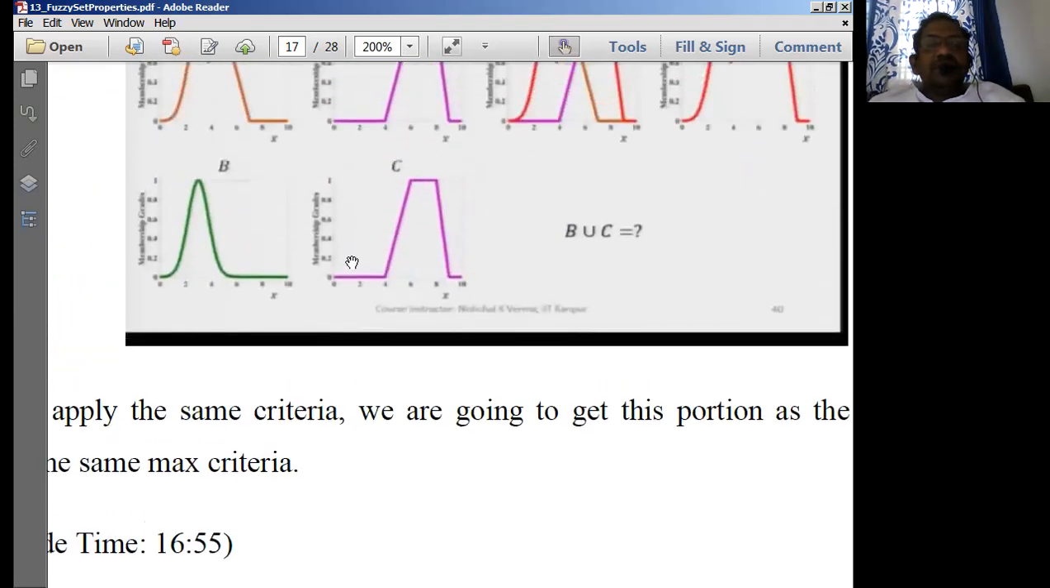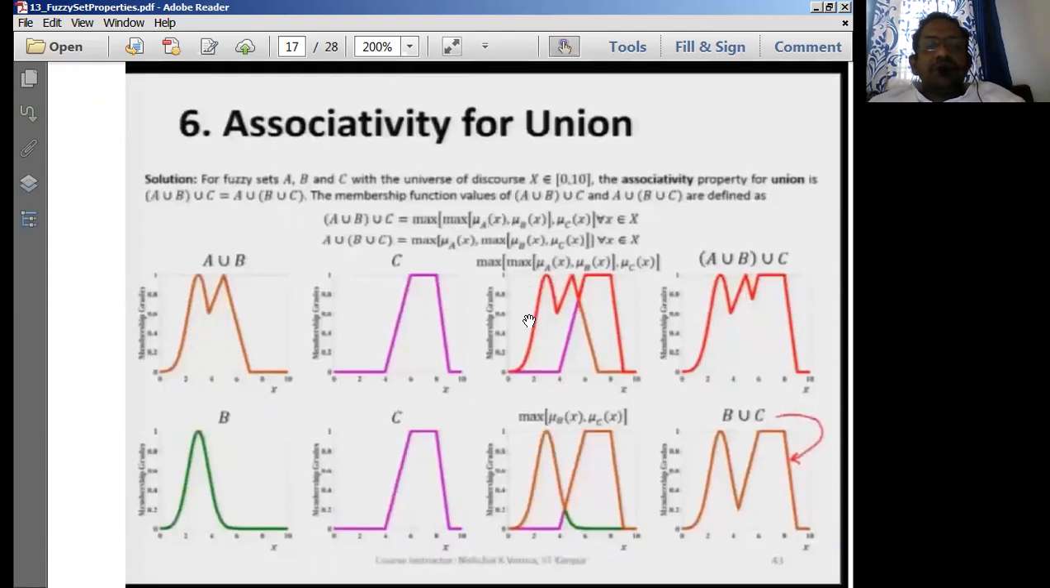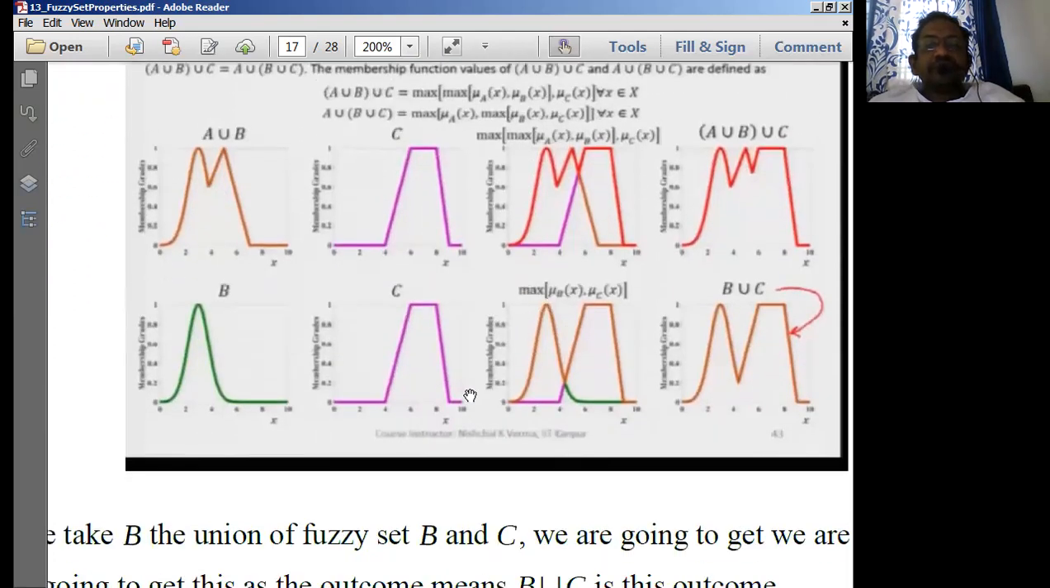So this is B, this is C. So you have to find out B union C first. So this is B, this is C. What is B union C?